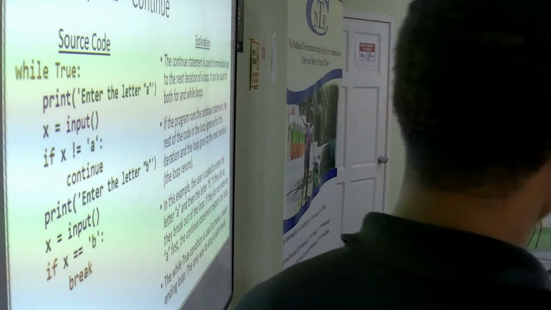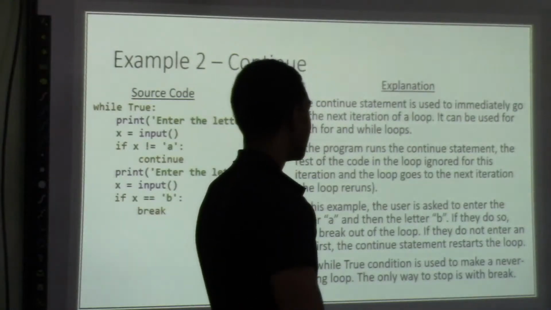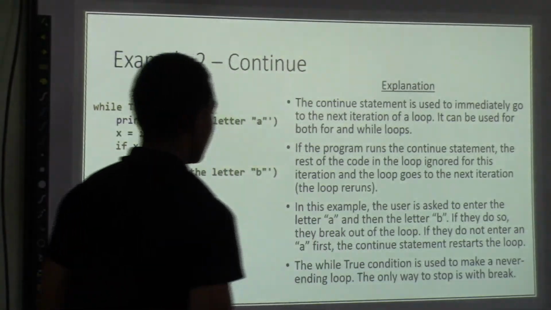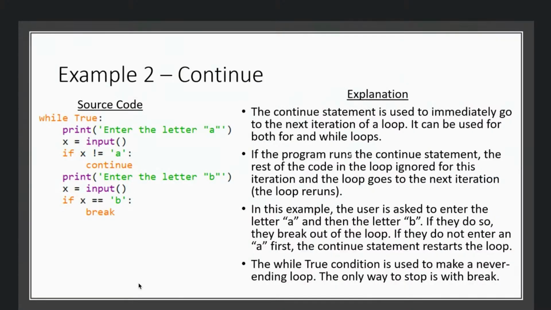You okay? In this example, the user is asked to enter the letter A and then the letter B. If they do so, they break out of the loop. If they do not enter an A first, the continue statement restarts the loop. The while True condition is used to make a never-ending loop. The only way to stop this is with a break function.